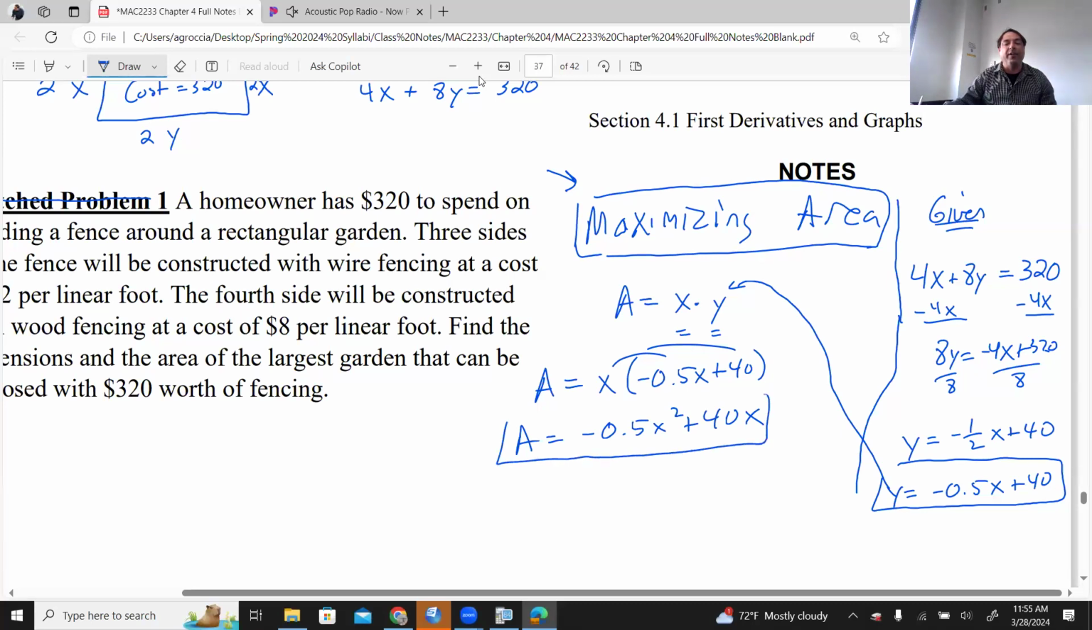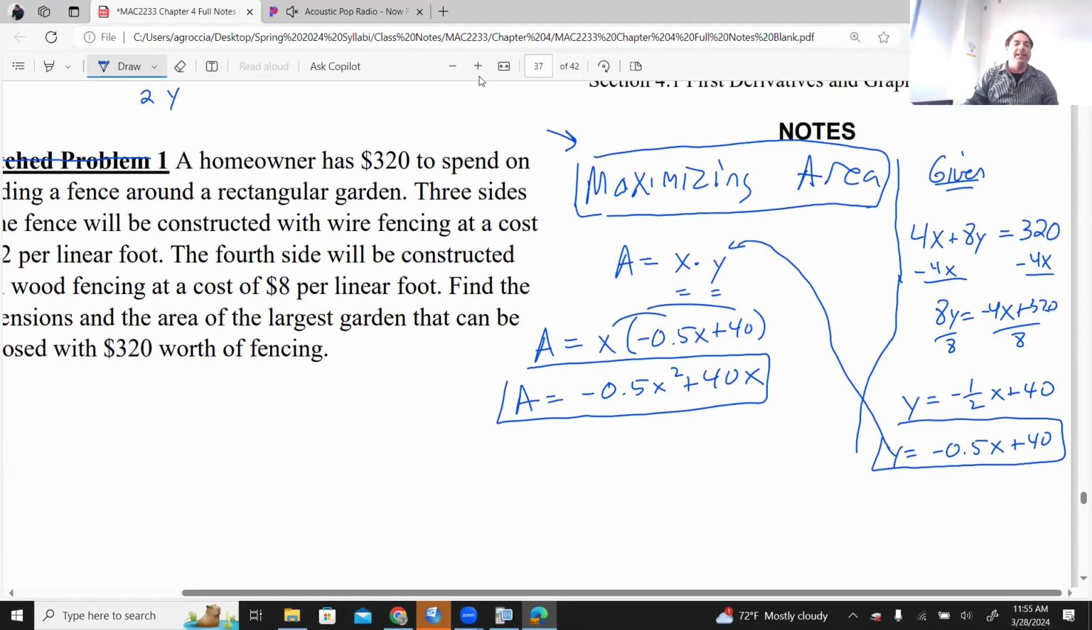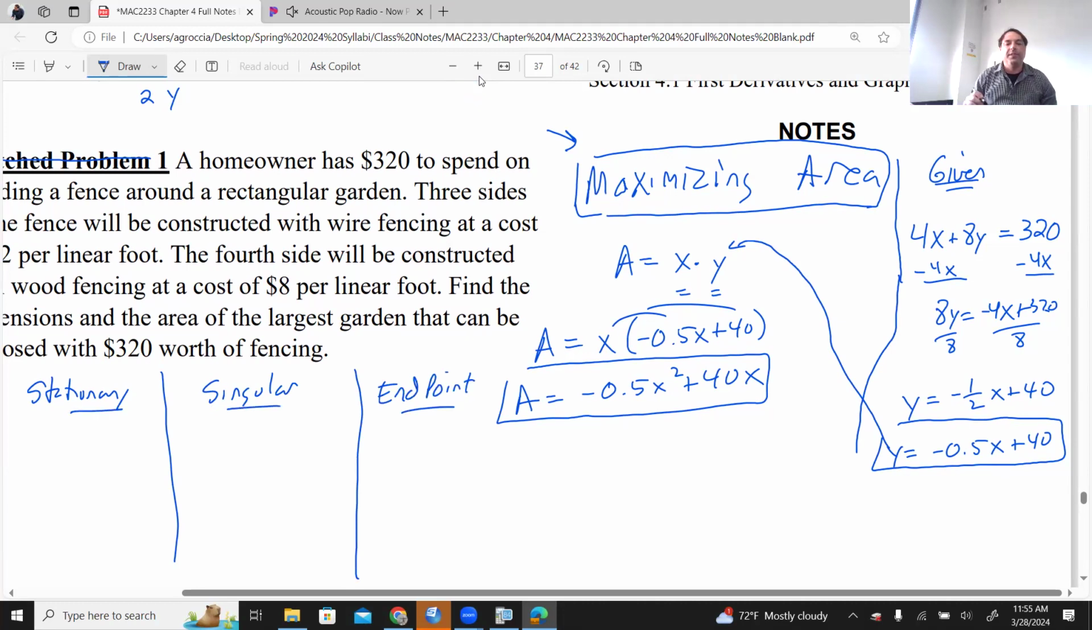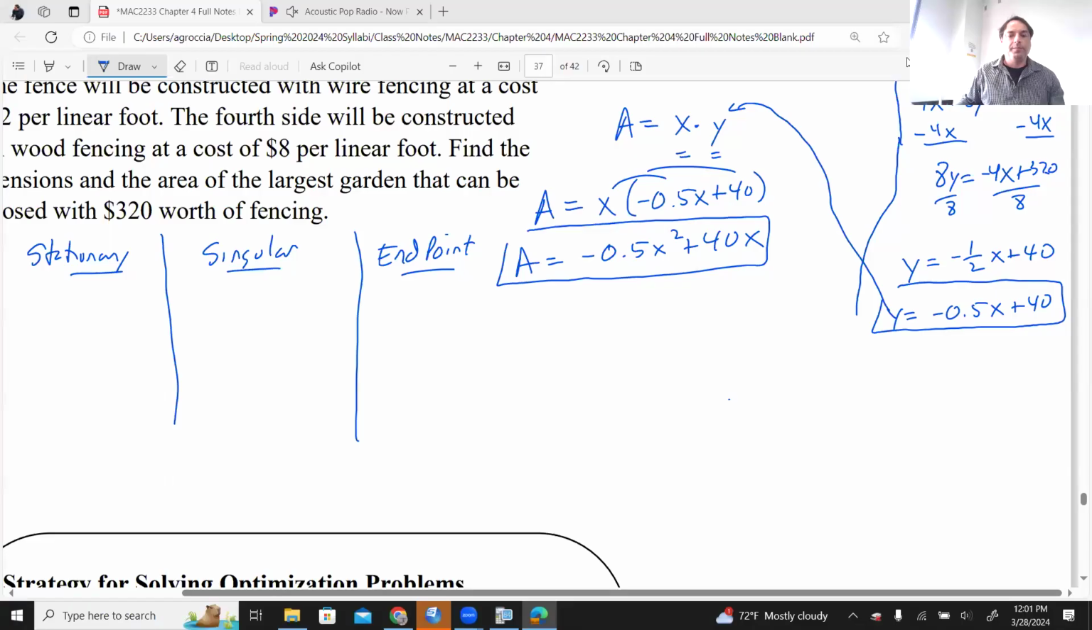Now that you have the area function, you need to maximize area, which means stationary, singular, endpoints, plug in the table, find the answer. Okay, again, it's that setup that may be the little confusing part, but once we get past the setup, it's stationary, singular, endpoints. Stationary, when you take the derivative, you're going to get negative x plus 40 equal to 0. Is that what we're getting?